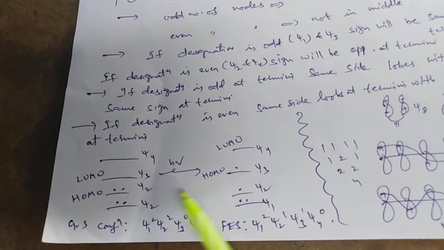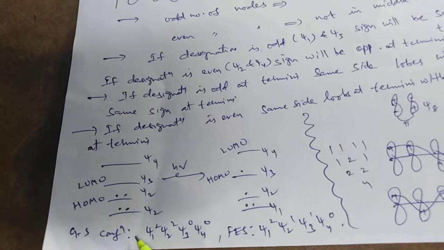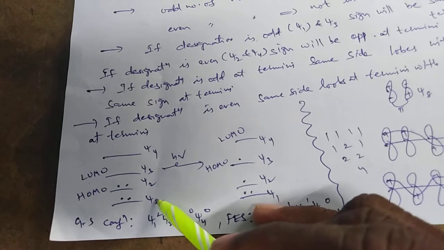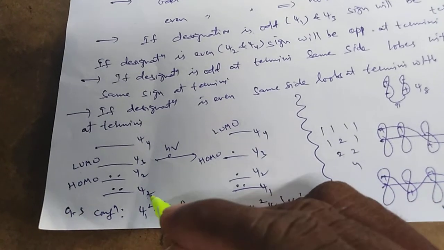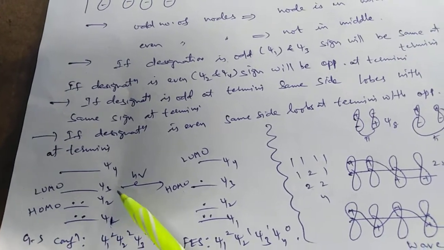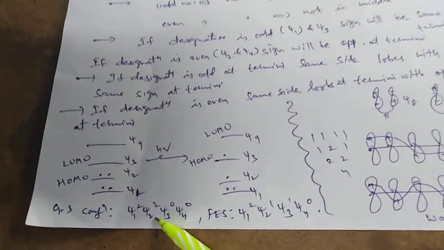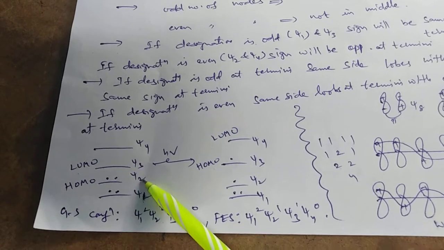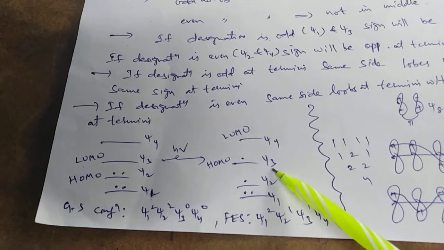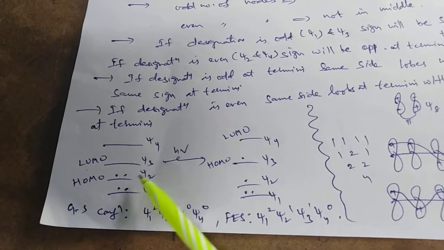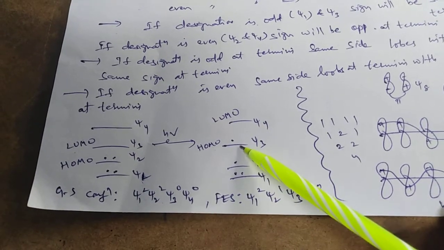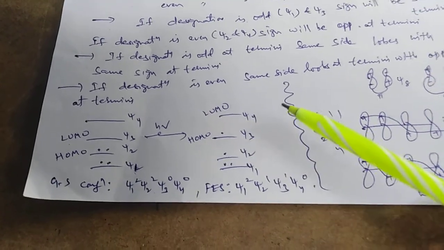LUMOs and HOMOs can be explained as the ground state configuration for 1,3-butadiene. In the ground state configuration, Psi1 has 2 electrons, Psi2 has 2 electrons. When we give energy to the Psi2 molecular orbital, the electron is excited to the Psi3 molecular orbital. In the ground state configuration, HOMO is Psi2, Psi3 is LUMO. In the first excited state configuration, Psi3 is HOMO and Psi4 is LUMO.